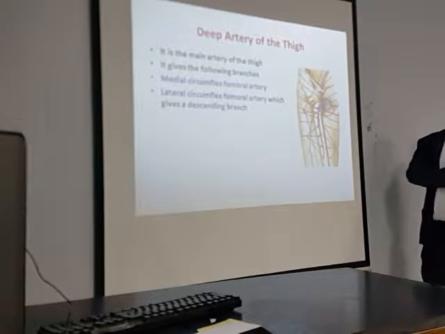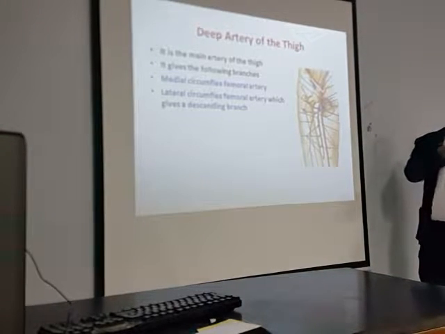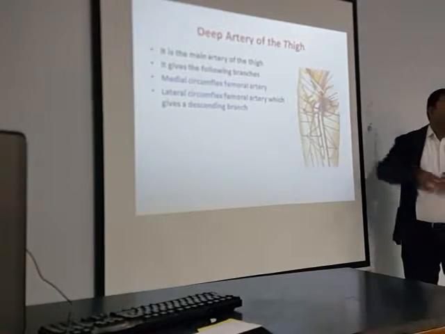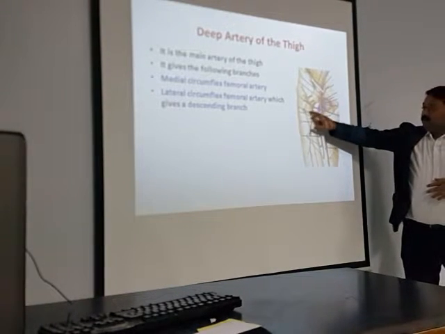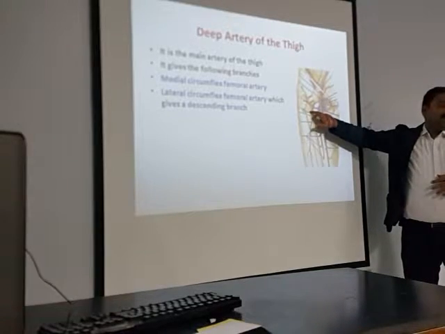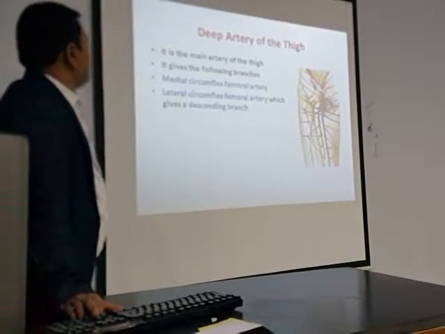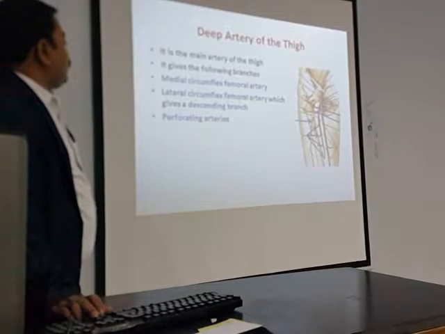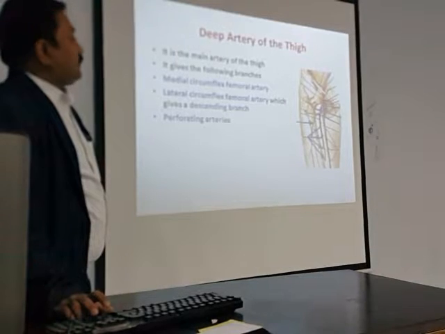In the upper limb we have the anterior and posterior humeral circumflex arteries. Here we have the medial and lateral circumflex femoral arteries, around the neck of the femur. And the perforating arteries. So these are the branches from the deep artery of the thigh.